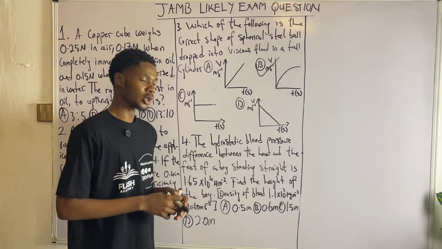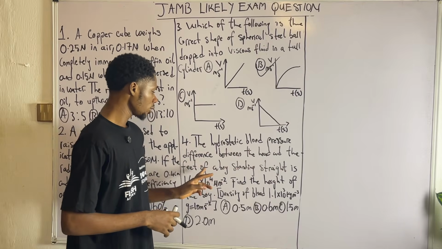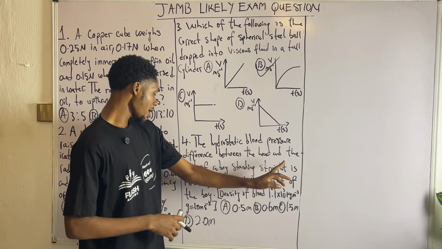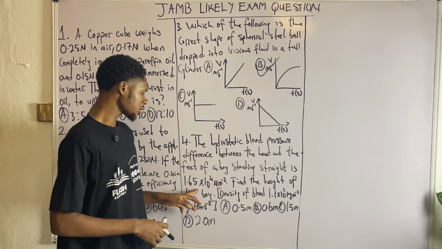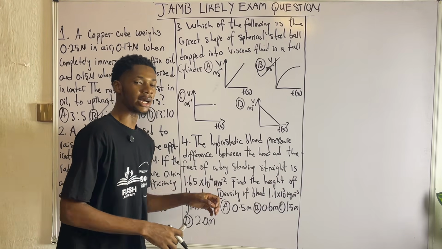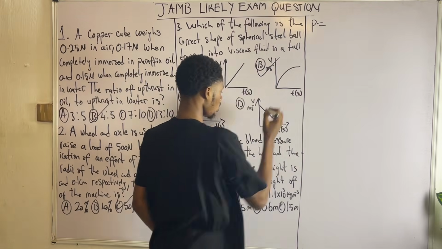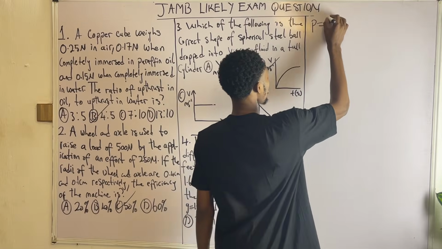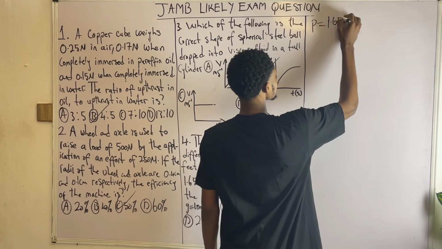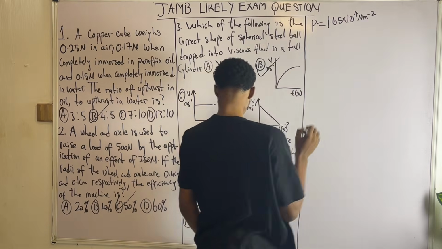Now, how about the next one? Here is the next question on the board. The hydrostatic blood pressure difference between the head and the feet of a boy standing straight is 1.65 times 10 to the power 4 newtons per meter squared. Let's look at the parameters again. So in this case, we're having pressure as 1.65 times 10 to the power of 4 newtons per meter squared.